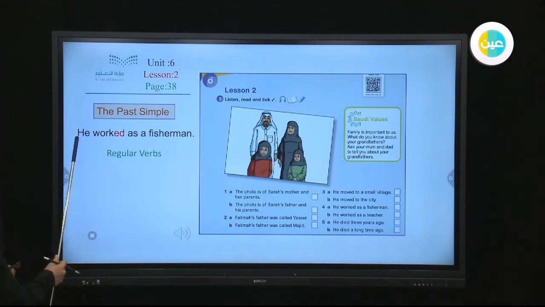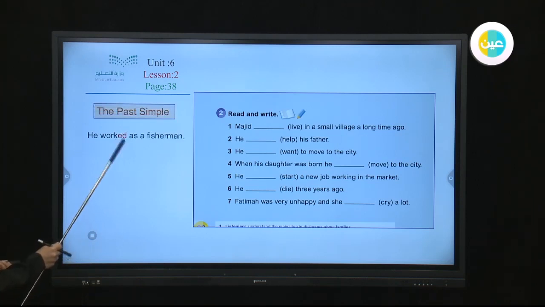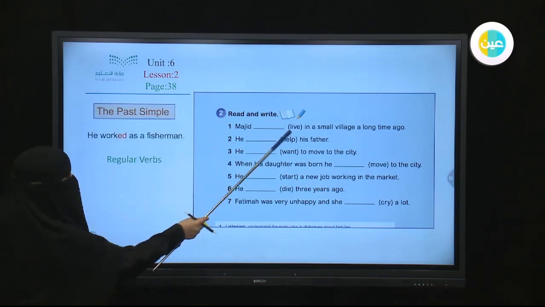So this is a simple English sentence written in a past form. He worked as a fisherman. Worked is the verb, here in the past form. We added the ed because we are talking about an action in the past. Okay, let's move on. Here again, don't forget the past form. Here we have the exercise. We have some verbs in between brackets.